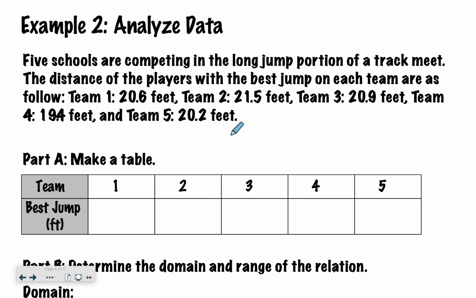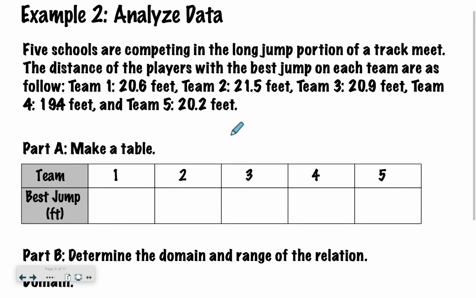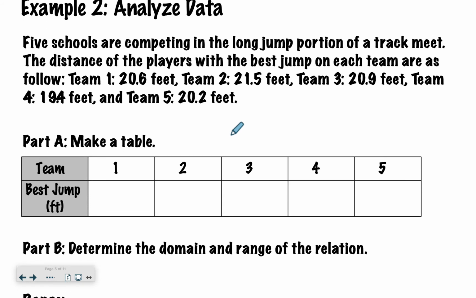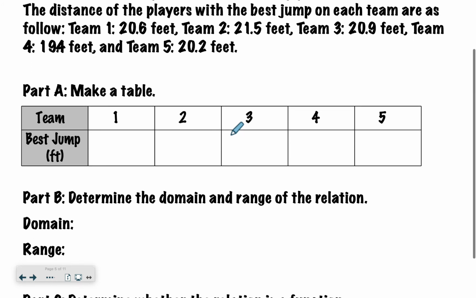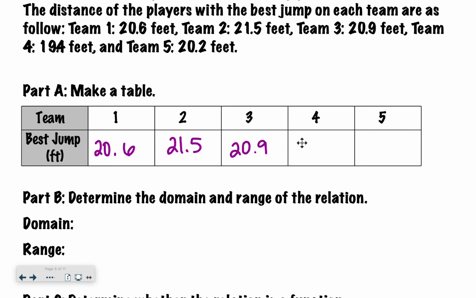So 5 schools are competing in the long jump portion of a track meet. The distance of the players with the best jump on each team are as follows. Team 1 has 20.6 feet, Team 2, 21.5 feet, Team 3, 20.9 feet, Team 4, 19.4 feet, and Team 5, 20.2 feet. So step 1, let's practice making a table. Team 1 is 20.6 feet, Team 2 is 21.5 feet, Team 3, 20.9 feet, Team 4, 19.4 feet, and Team 5 was 20.2 feet.